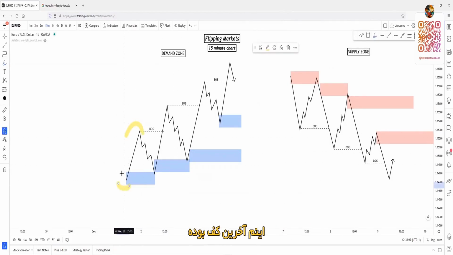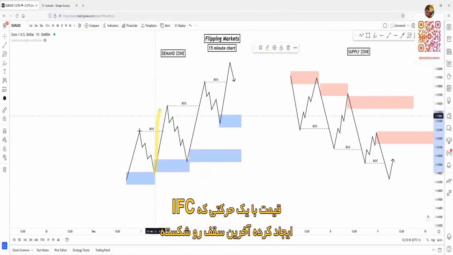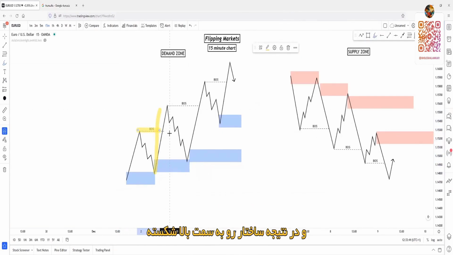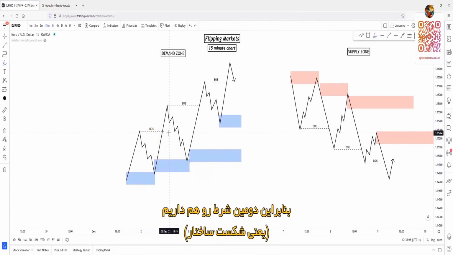This was the last high point. This was the last low point. Price, with an inefficient movement, broke through the last high point. So it broke structure to the upside. So the second criteria is fit.